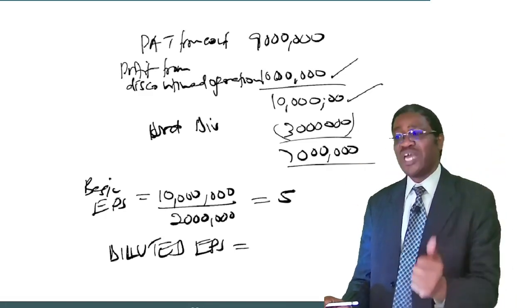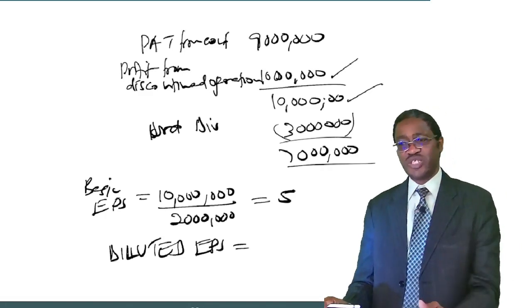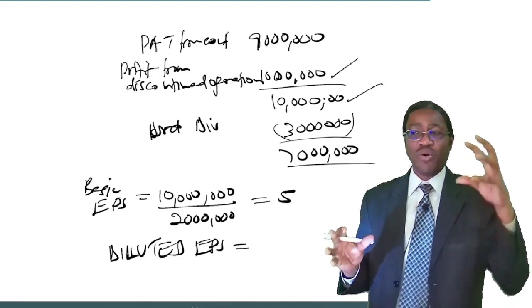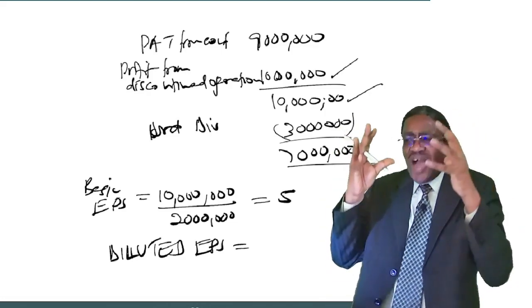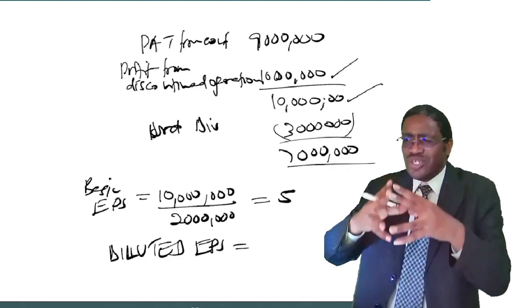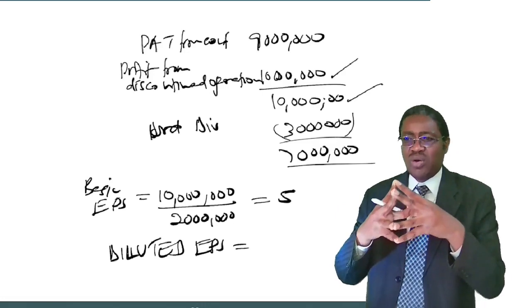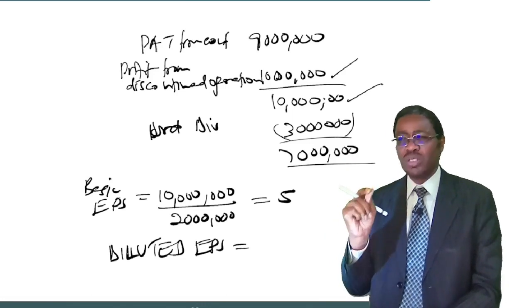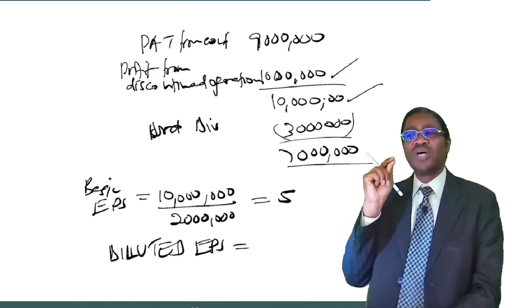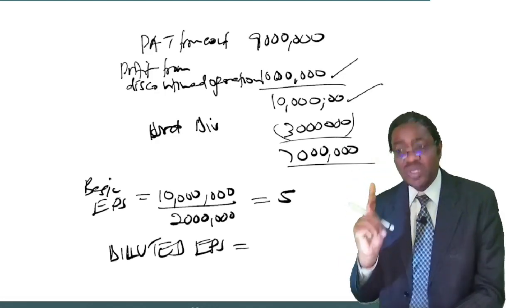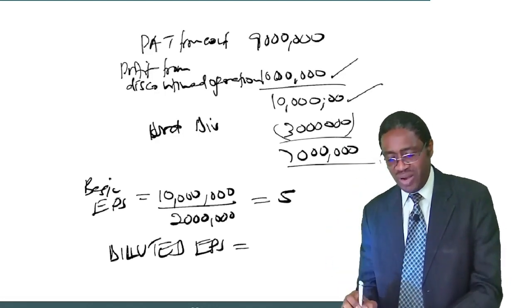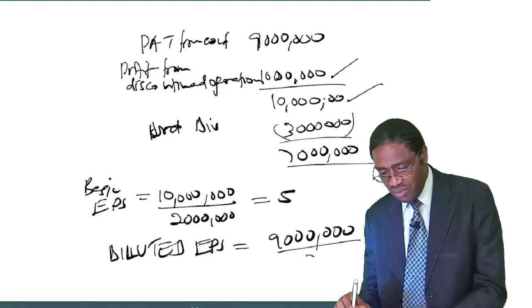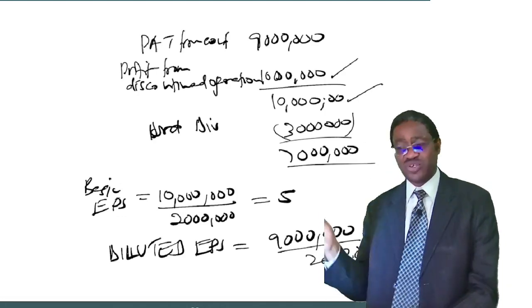Then you are told to compute number A, basic EPS, number B, diluted earnings per share. I have told you, for basic EPS, use the earnings from both the continuing and discontinued. Why? Because that's what you have actually earned this year. But when you are trying to compute the projected EPS, which is what we are calling the diluted EPS, you use only the earnings attributable to the ordinary shareholders from continuing operations only, which in our case will be 9 million. Then you divide that by the number of shares, 2 million. That's what we are saying.